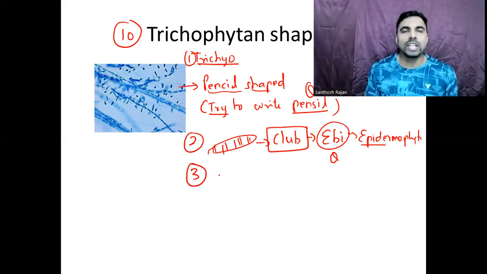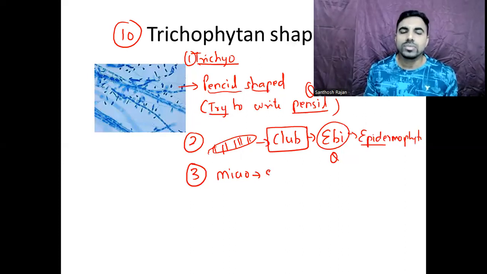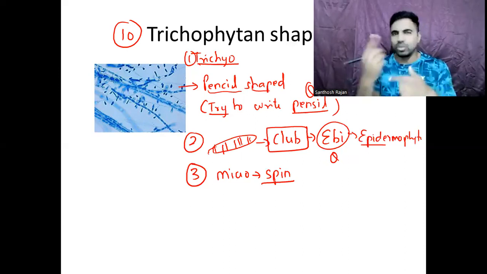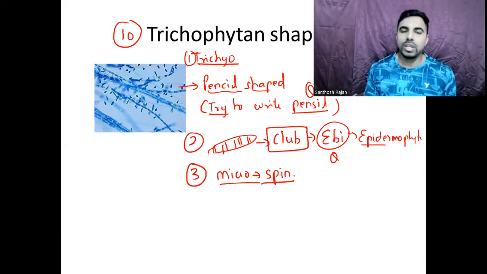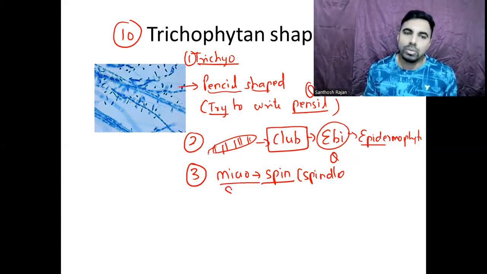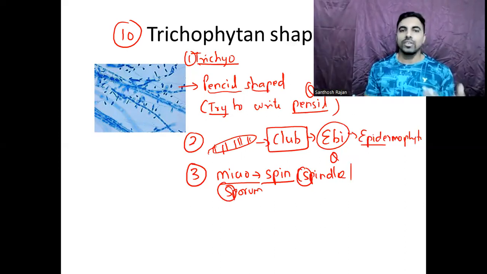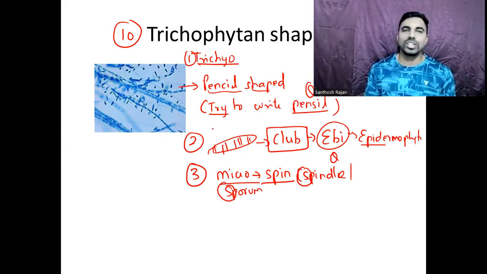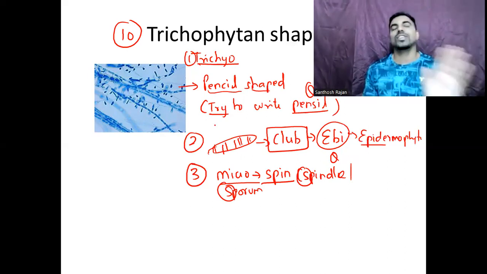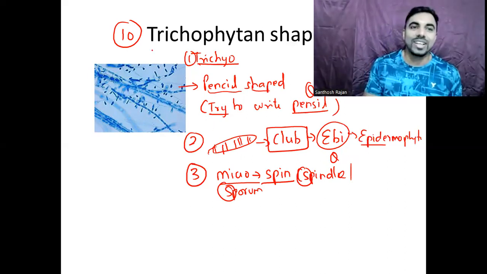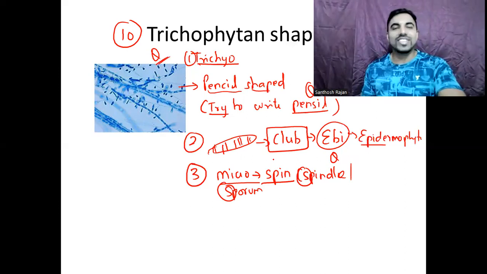And the last one is Microsporum. Microsporum, what is there in micro? We do spinning of all the machines before doing any PCR, any procedure. We do spinning. So micro spin, or spindle shaped. Otherwise, also Microsporum has a clue. You have Microsporum, MS, S for spindle. That's it. Macroconidia. Very simple. So this is always an expected question. Even in future exams, doctors, please remember. Okay, very simple. I'm glad this question came and we've discussed many times.